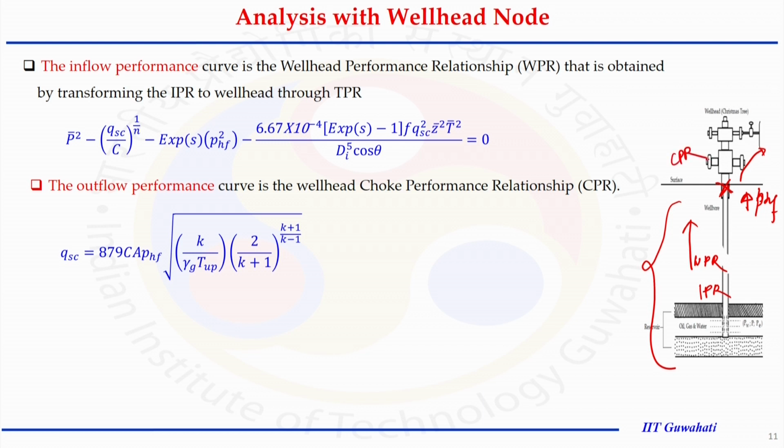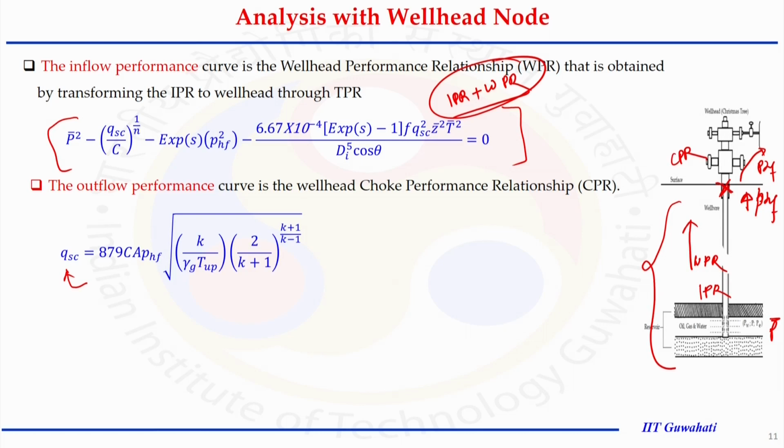So, now we understand the inflow relation is IPR plus WPR, and in the last example, we understood that if we club both the equations, we get this kind of relationship where the reservoir pressure P bar is related to PHF. Similarly, for the outflow curve, the outflow information is CPR, and we could have this expression where Q is related to PHF, the pressure at the wellhead.